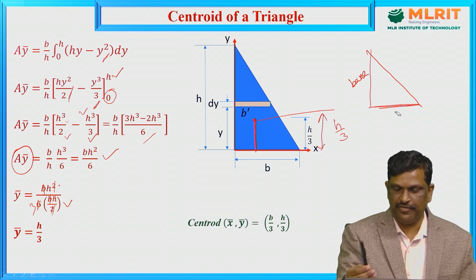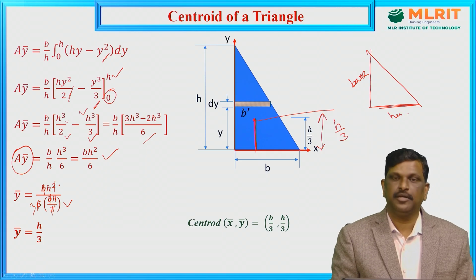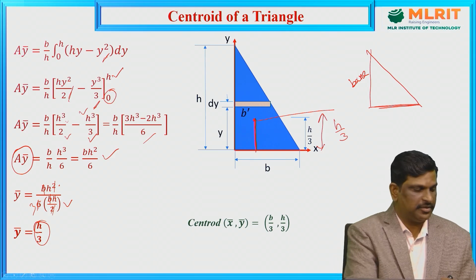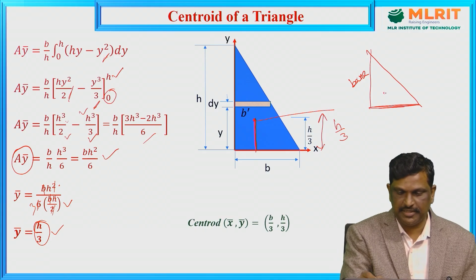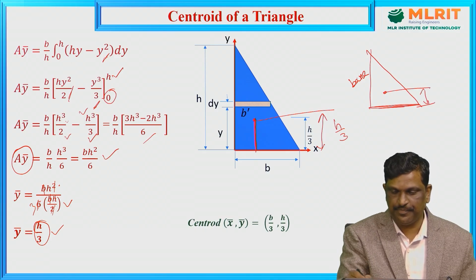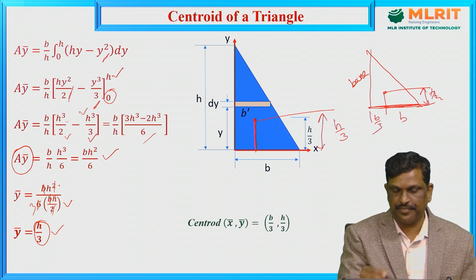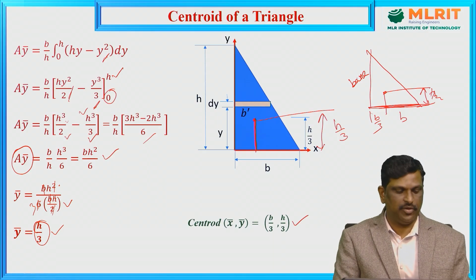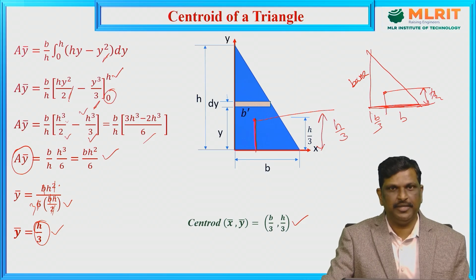So one formula is sufficient for a right angle triangle, that is, the centroid always lies at 1/3 of height from the base. So if you consider this as base, it is at a height of H by 3, and if you consider this as height, which is equal to B, the distance is B by 3. So the coordinates for centroid of a triangle, x bar y bar, is equal to B by 3, H by 3.